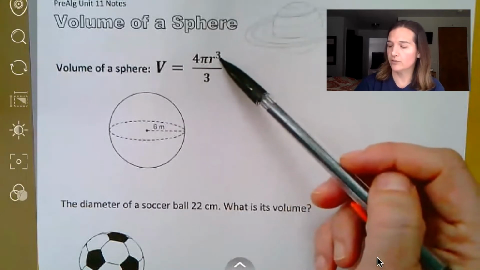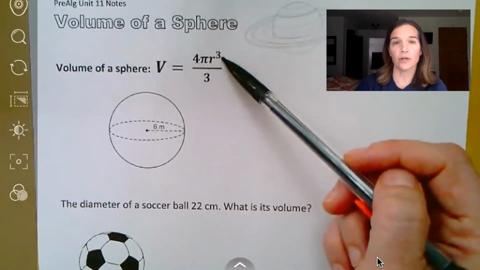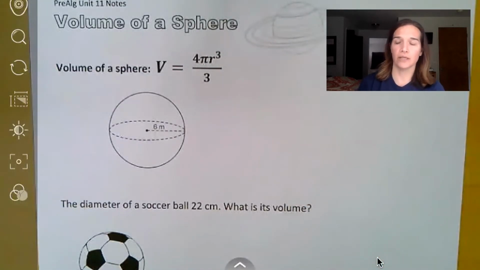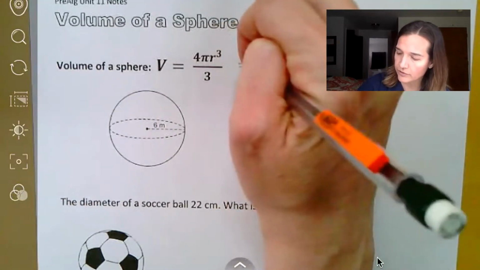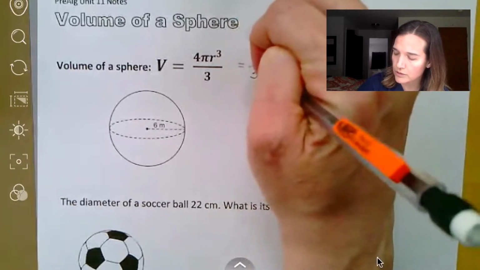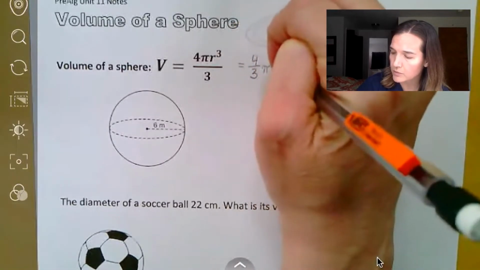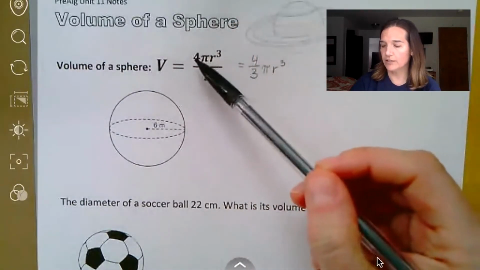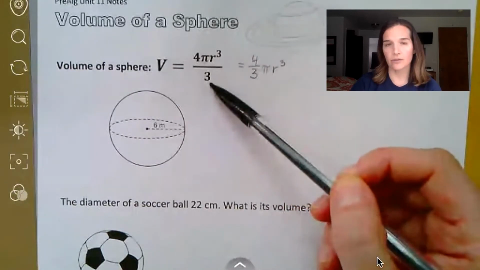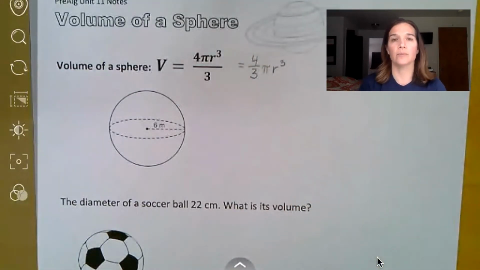And that's the one thing you have to really pay attention to. A lot of people try and square the number by accident because they're so used to doing that in other formulas. Again, this formula is often written as 4/3 times pi times radius cubed, but I often like to just put the 4 up top with everything, the 3 on the bottom, and it tends to help students when they're doing their calculations. So let's take a look.